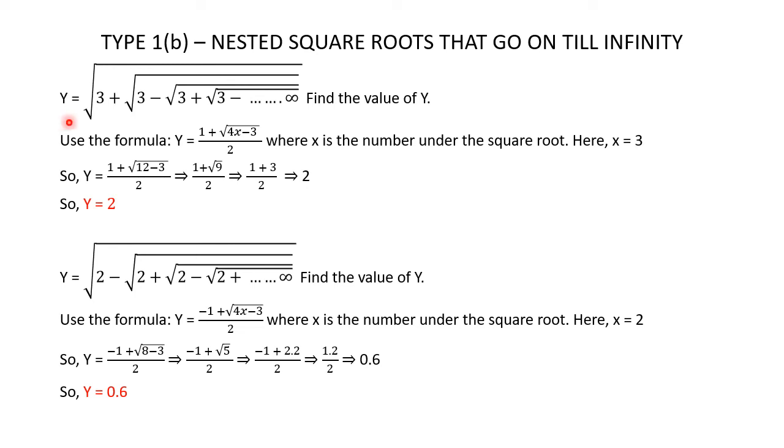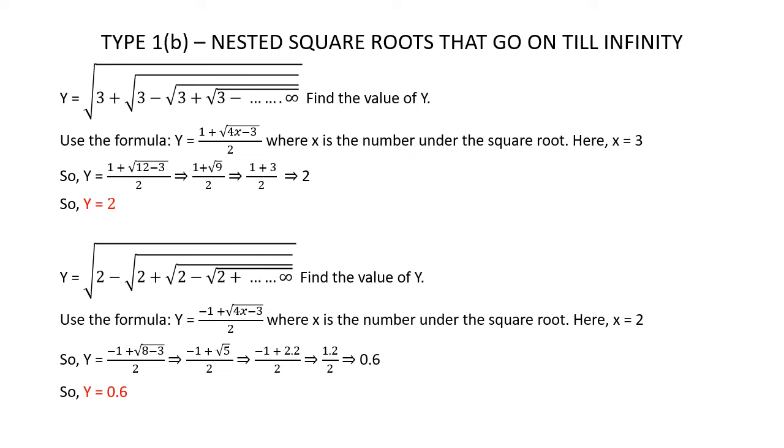y is equal to square root of 3 plus square root of 3 minus square root of 3 plus square root of 3 and so on till infinity. Find the value of y. Here you will notice that the square roots are added first, then subtracted alternately infinite times. So use the formula y is equal to (1 plus root of 4x minus 3) divided by 2, where x is the number under the square root. Here x is equal to 3.